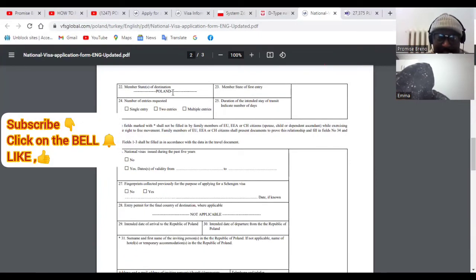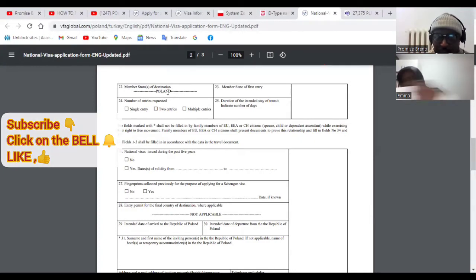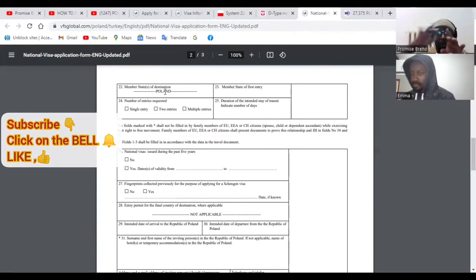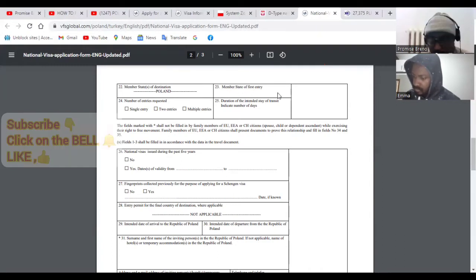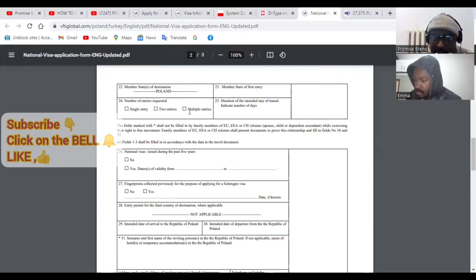Next, member state of destination. You don't need to fill anything here, because it has been written for you: Poland. Member state of first entry. If it was not filled, let's say you're doing it online, for those applying online from Nigeria, put Poland here, because Poland is where you should be coming to now. Then number of entries requested. Choose multiple entries.